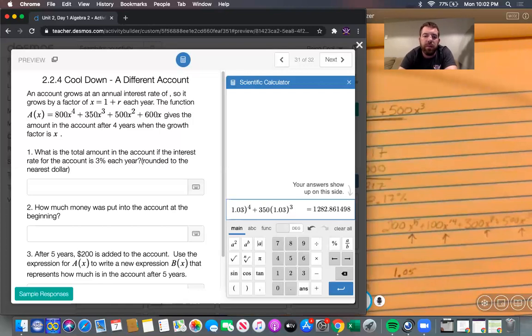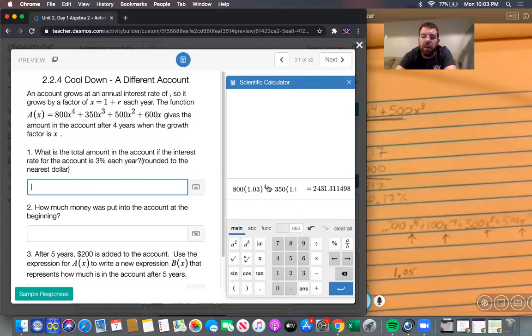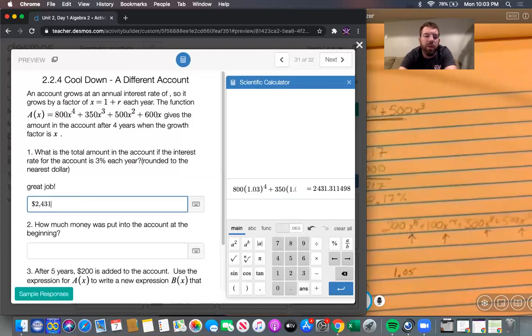Okay. Now plus 500, 1.03, square it, and then plus 600, 1.03. Okay, so there you go. We're rounding to the nearest dollar. It's 0.3, so it's not going to round up. And so I'm looking at $2,431.